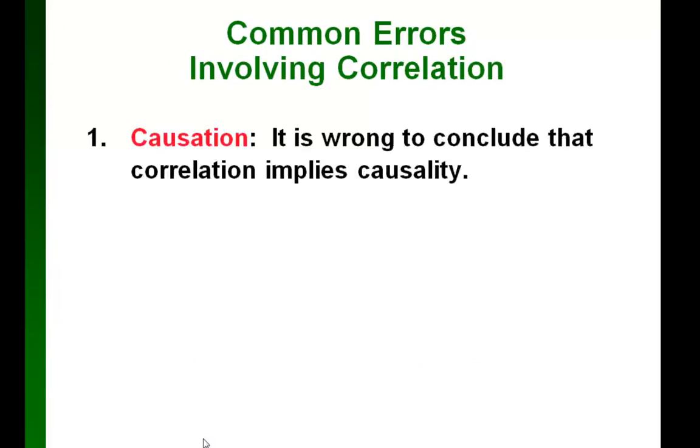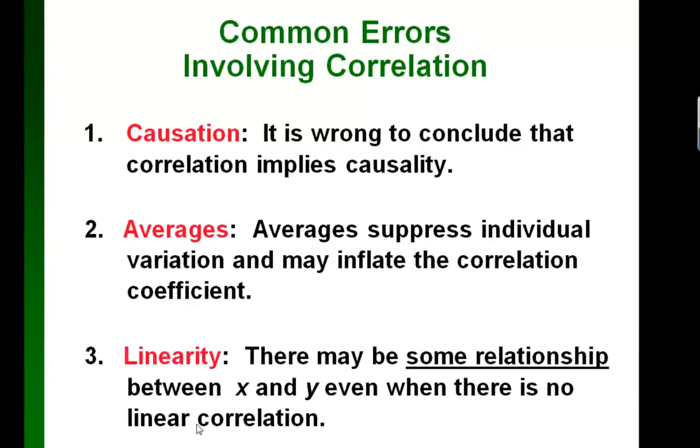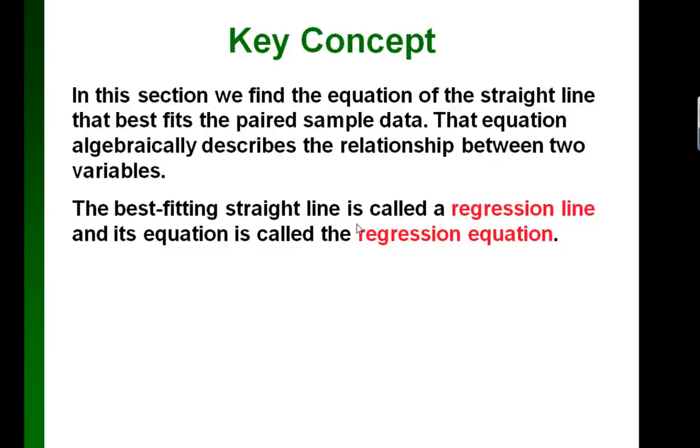Number one, just because there's a relationship between the two variables does not mean that one causes the other. So correlation does not imply causality. And using averages is not a good idea, because they take out individual variation and they can inflate the correlation coefficient. And again, as we've said before, there might be some relationship between x and y, even if there's not a linear correlation. Now we're going to talk about the regression line.